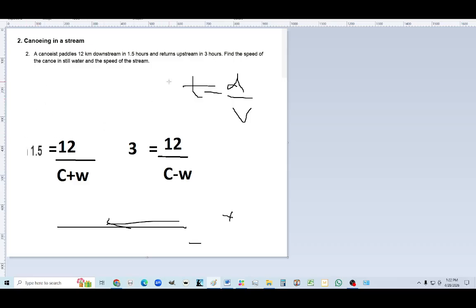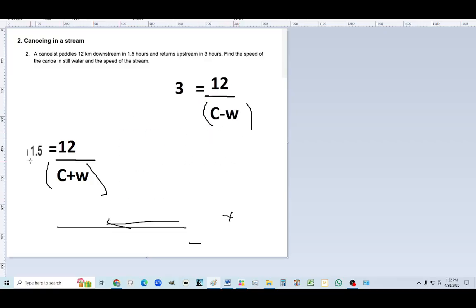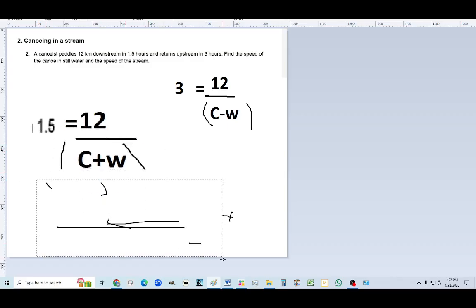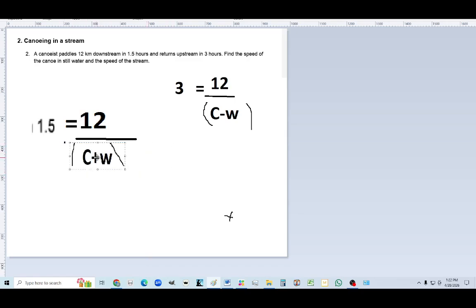And then it's the same thing as last time. We're trying to get rid of the denominator, so you always put a bracket around it. And you solve individually. Okay? So on this right side, this is a little bit harder. Why? Because we're no longer working with 1. We have to get rid of the C plus W. I'm going to multiply both sides. And obviously they cancel on the right.